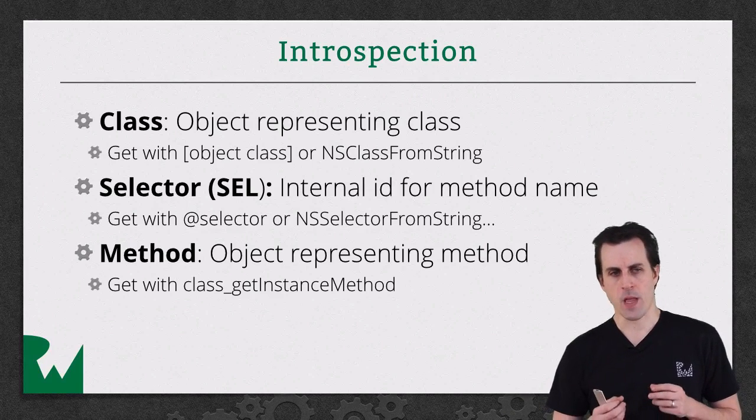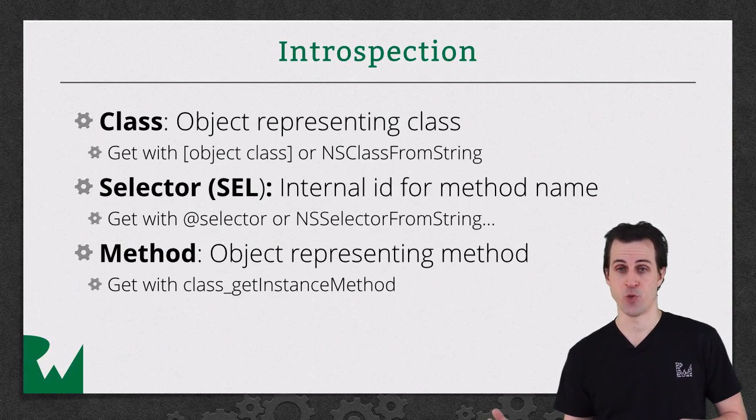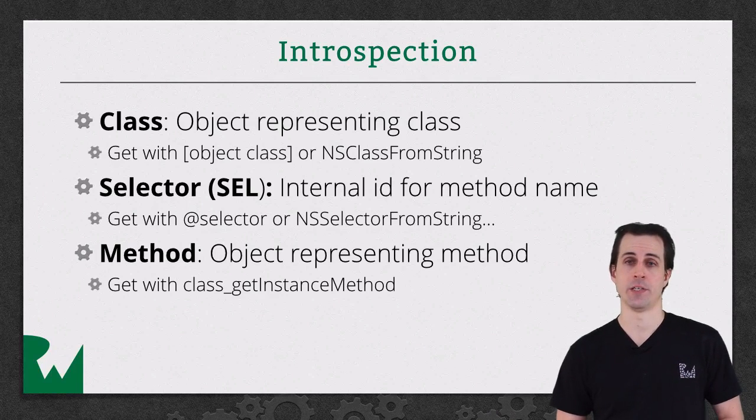So to get one of these selectors, you use the @selector keyword, and then you give the name of the method, and it gives you back one of these IDs. And alternatively, if you just want to get it from a string instead, you can do that with NSSelectorFromString.